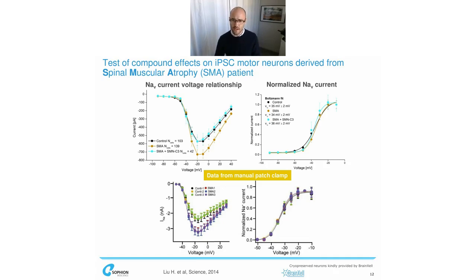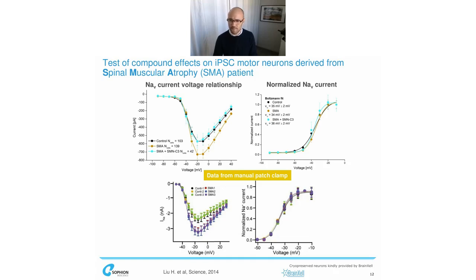So if we look first at the black line in the top left insert, looking at the cells derived from a healthy donor, we were able to construct that current voltage relationship for the sodium channel. Comparing it with the SMA patient-derived cells, we've seen a significant increase in the current amplitude. And we looked over on the right side if that is potentially due to a change in the gating of the channel, and therefore constructed this activation curve as shown here. But here we didn't detect any difference. So that would indicate that the increase in current is likely due to an increased density of these channels in the plasma membrane.